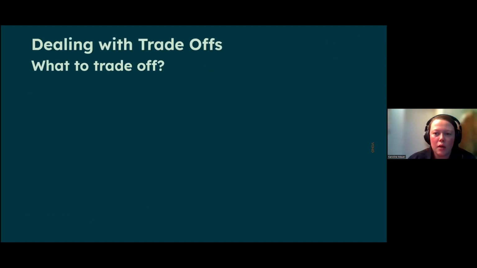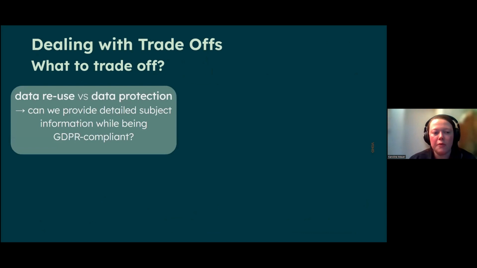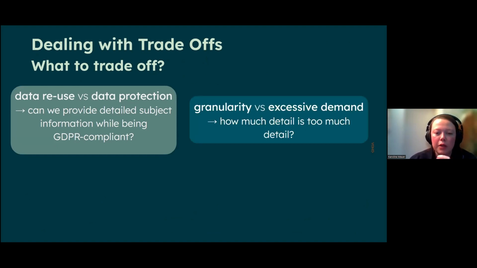Along the way, we ran into different trade-offs we had to balance. One of the biggest trade-offs was data reuse versus data protection. Of course, we want to provide detailed subject information, but we also have to be GDPR compliant. Our second trade-off was granularity versus excessive demand. We want to capture detailed metadata, but at which point does the detail become too much detail?